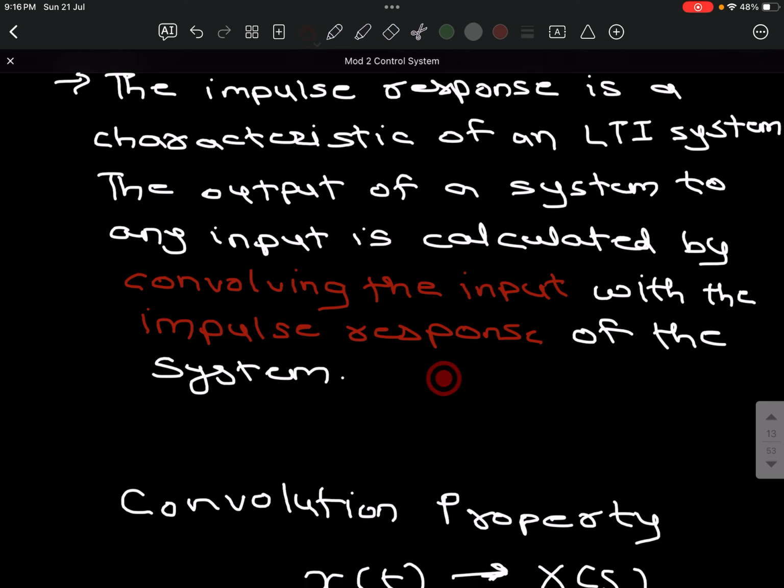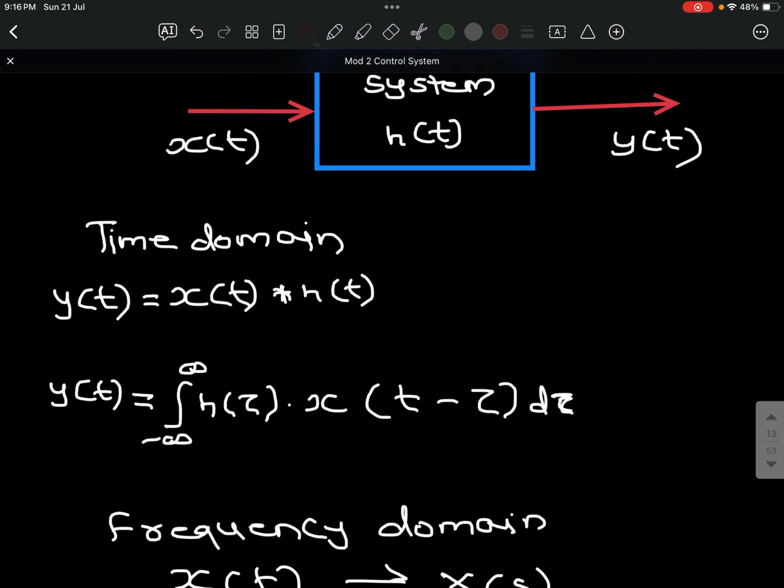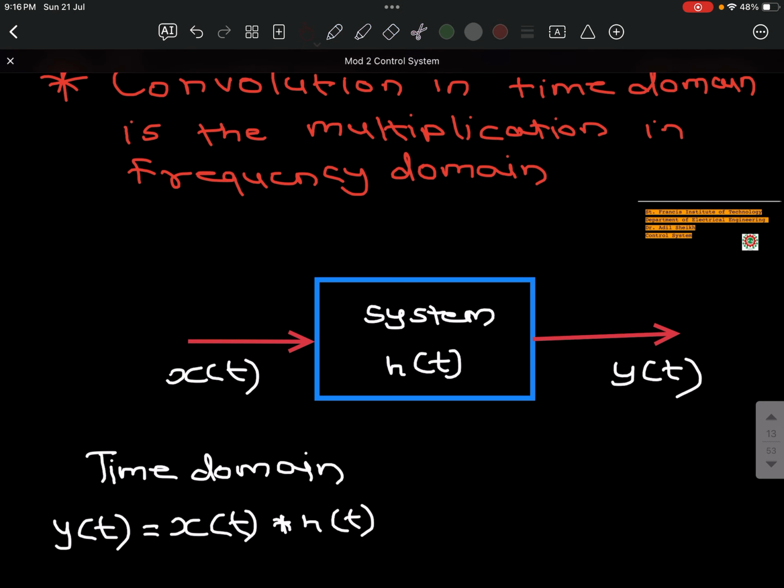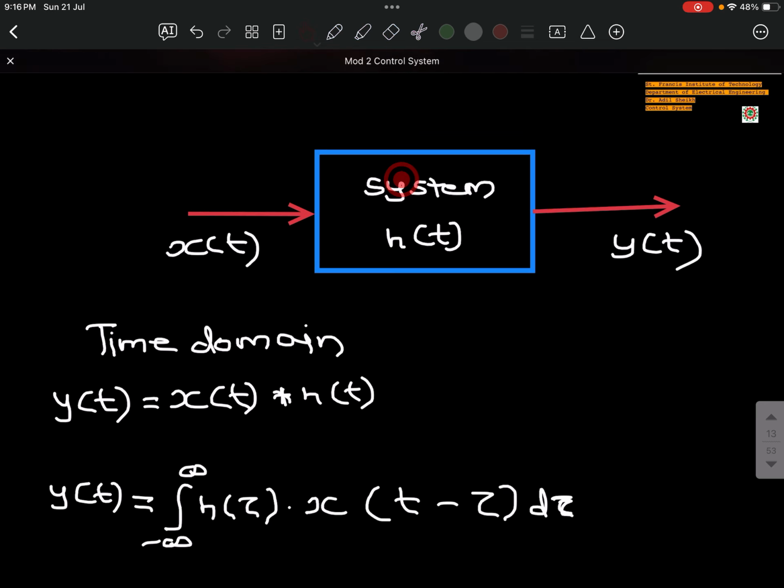So how will it look mathematically? It will look like this. In the time domain, y of t will be equal to x of t convolution h of t, which we saw a little while ago in the definition. Now what happens over here? y of t is equal to the integral from minus infinity to infinity of h of tau, if we split it, into x of t minus tau d tau. So it is very complex to solve y of t in the time domain.